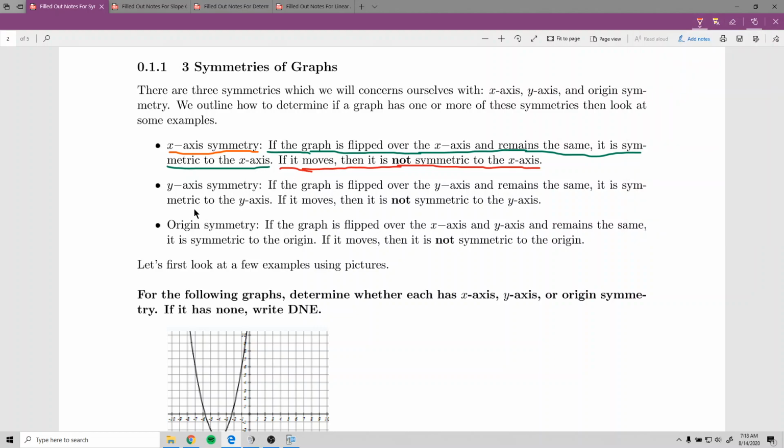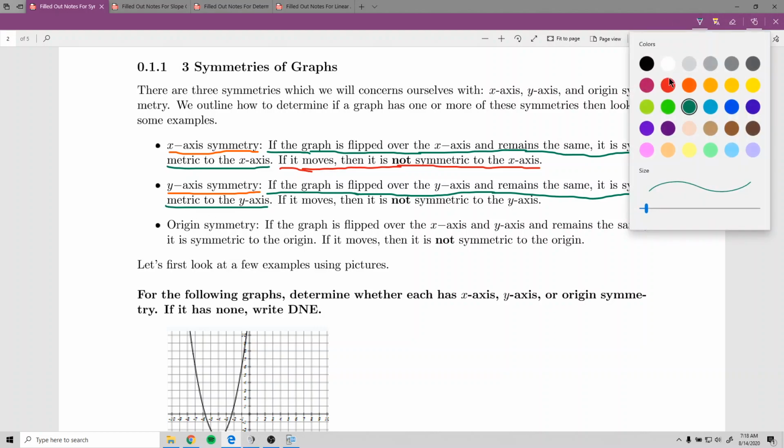And the y-axis is a similar idea. You just do the flipping over the y-axis. If it doesn't move, it is symmetric. If it does move, it is not symmetric. And we'll see examples so you can see what I mean.